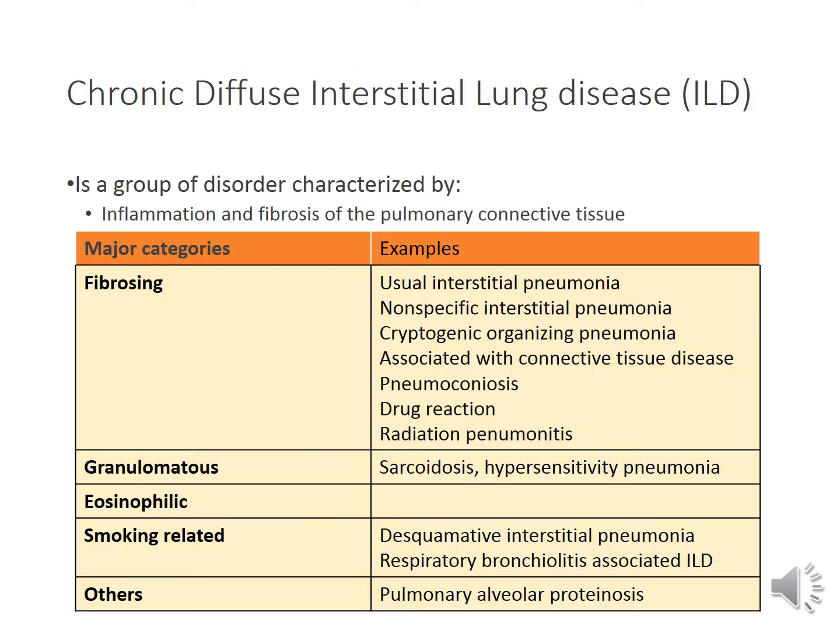Chronic diffuse interstitial lung disease is a group of disorders characterized by inflammation and fibrosis of the pulmonary connective tissue. It is divided into 5 major categories: fibrosing, granulomatous, eosinophilic, smoking-related, and others. We are going to look at a few of these.